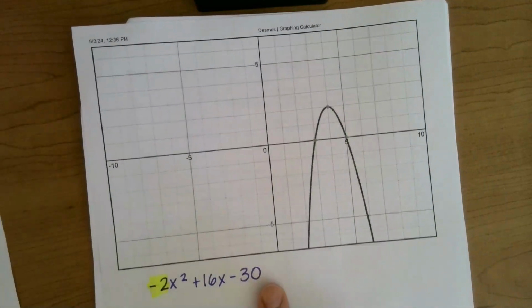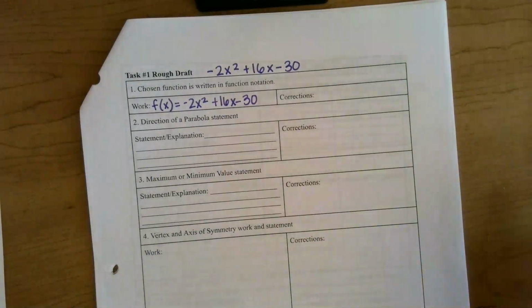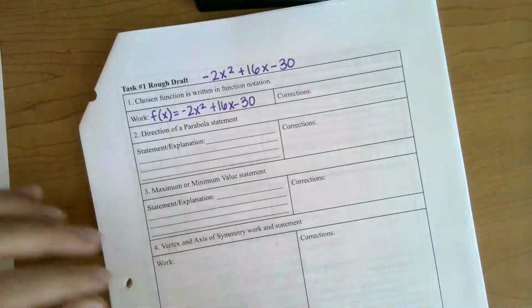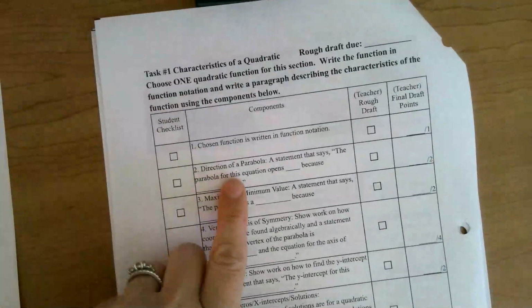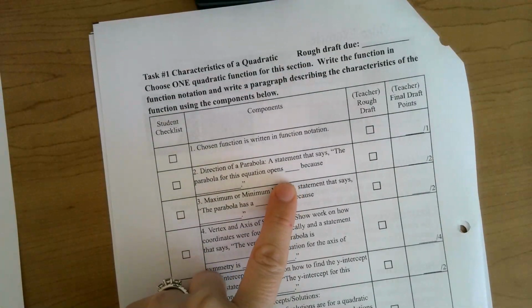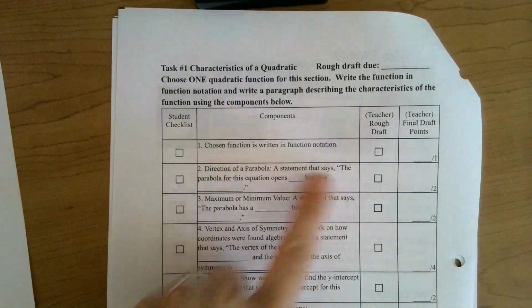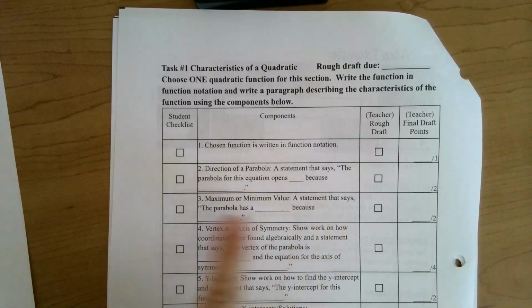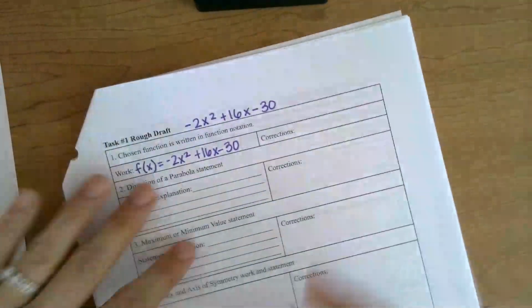All right, so mine is opening down because my a value is negative. So remember to use the fill in the blank statement that they have provided on the directions. So the parabola for this equation opens down because the a value is negative.